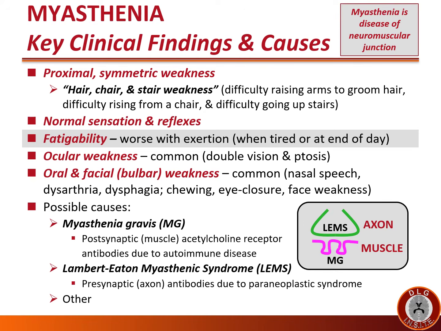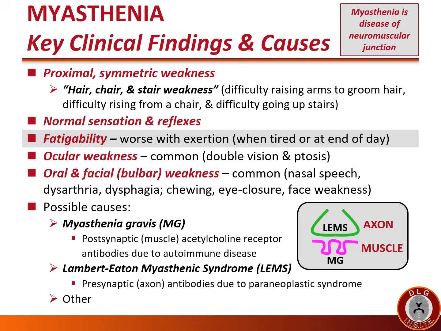Fatigability is key in diagnosing myasthenia. That means the patient is worse with exertion. Their weakness is more obvious at the end of the day, or after exercising a while, or after walking for a while, after chewing for a while, etc. Ocular weakness is pretty common in these folks, so they can have double vision and ptosis that doesn't fit a true cranial nerve pattern, and that might be due to myasthenia, especially if it's fatigable muscle weakness in the eyes. Double vision occurs at the end of the day.